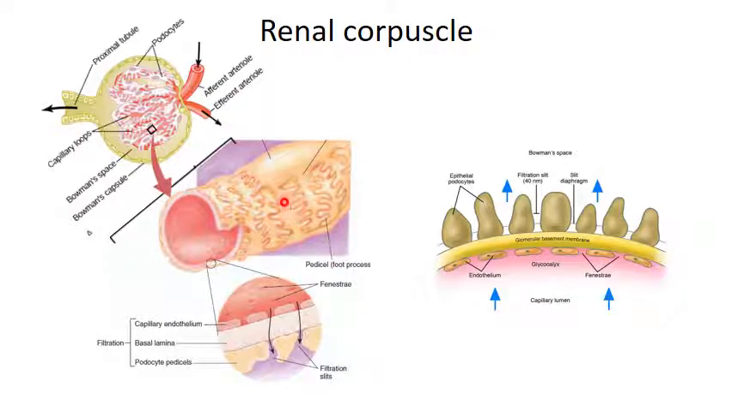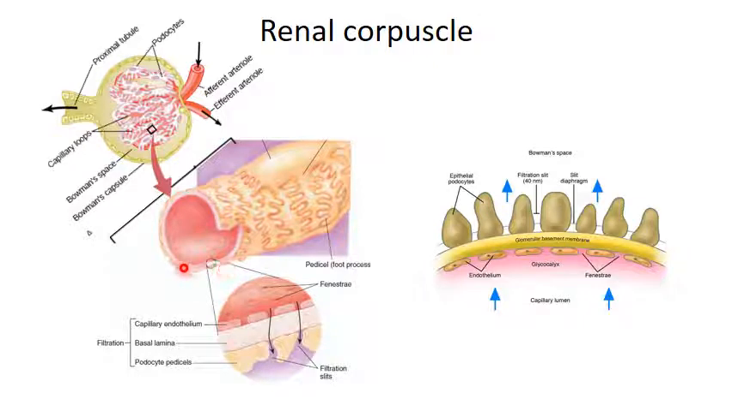Now these secondary foot processes of the adjacent pedicels are interdigitated, and because of this interdigitation there is a very small or narrow gap left between the secondary foot processes through which the glomerular filtrate passes.